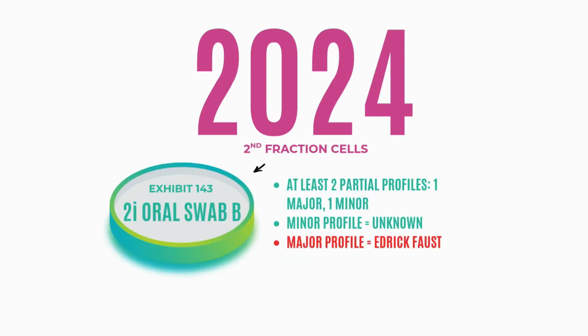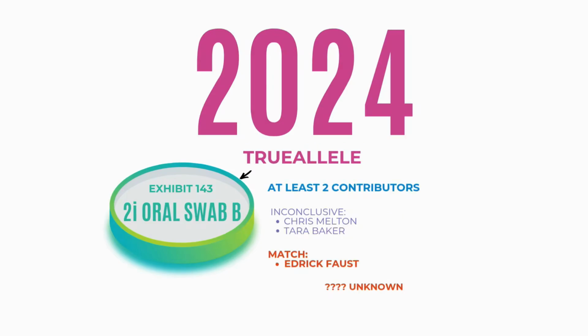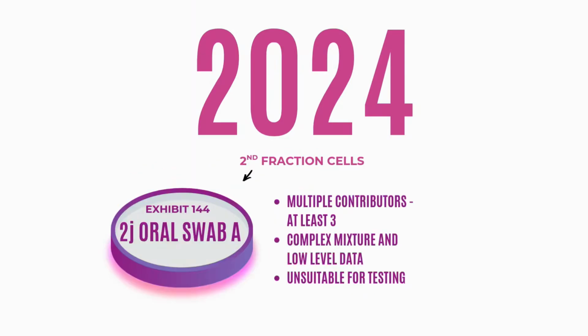Sample 2I was an oral swab. Testing of the second fraction cells revealed at least 2 partial profiles. One was a major contributor and one was a minor contributor. The major partial profile was identified as Edrick Faust, and this was through comparison to the CODIS database. The true allele testing on this sample confirmed the match to Edrick Faust, and Chris Melton and Tara Baker were both excluded. 2J was labelled as oral swab A. More on this in another video.